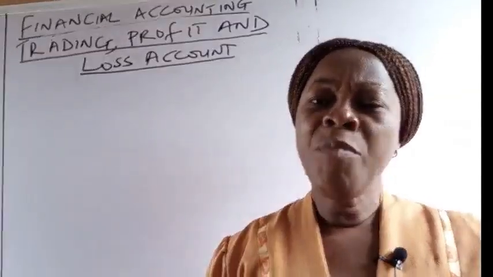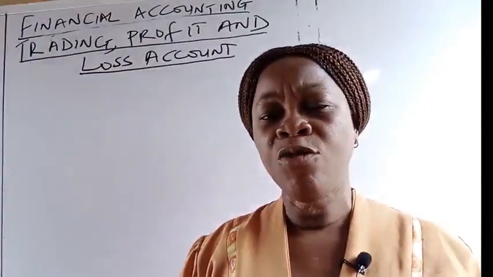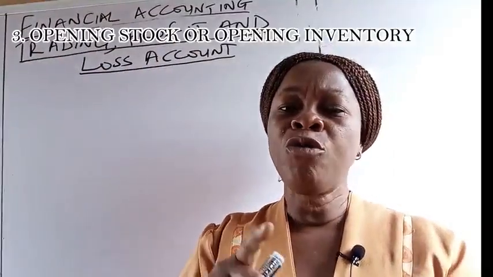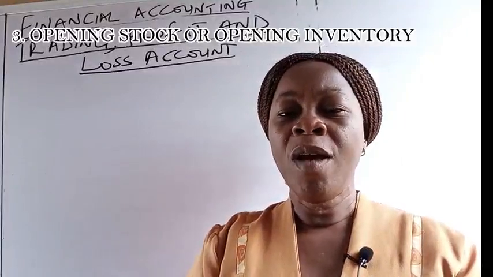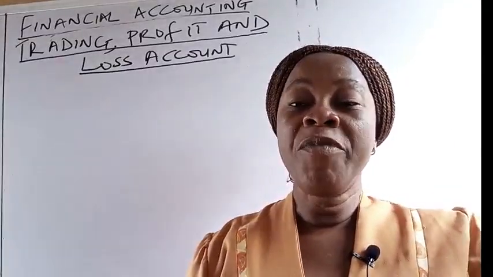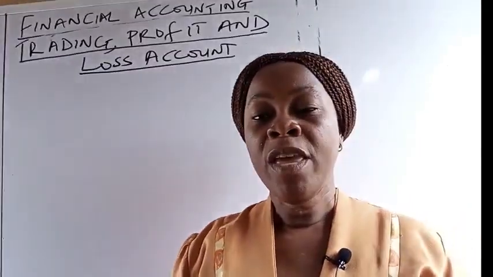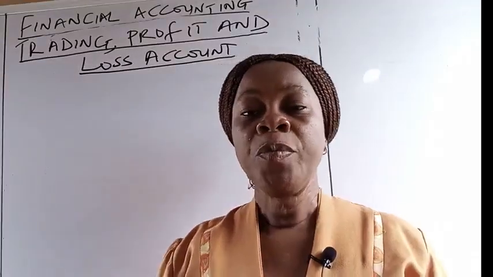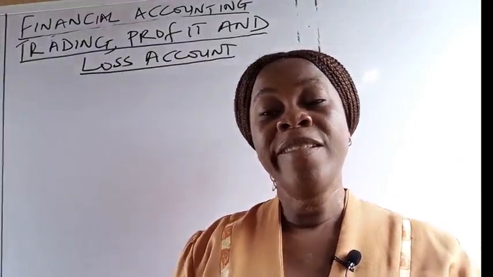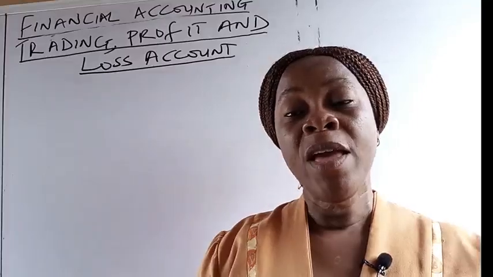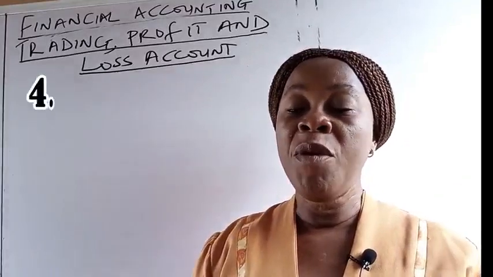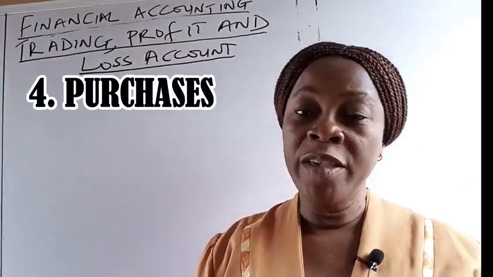Now, on the debit side of the trading account, we have opening stock. Opening stock is the stock of unsold goods in the trader's shop at the beginning of an accounting year. That is, the goods that were not sold in the previous year will be the opening stock. It's also called inventory. Then, if the goods are not enough, definitely the opening stock is likely not to be enough to make sufficient profit, and as a result of that, additional goods will be bought, so followed by purchases.